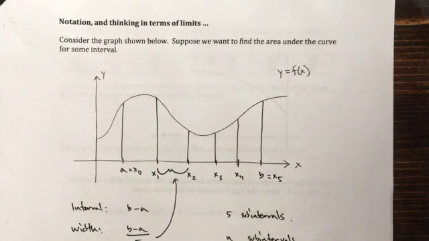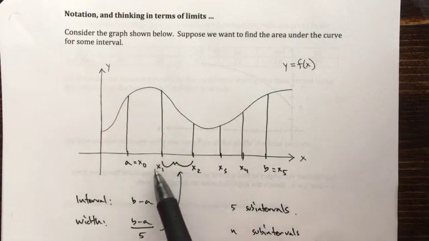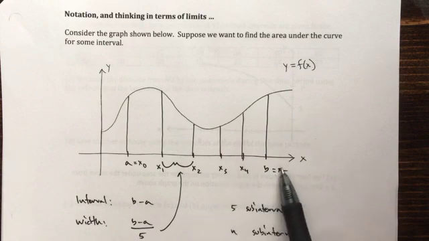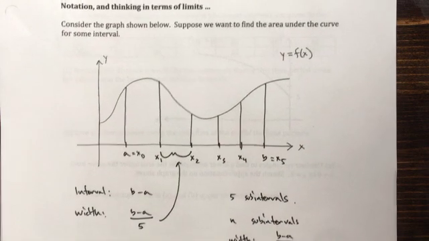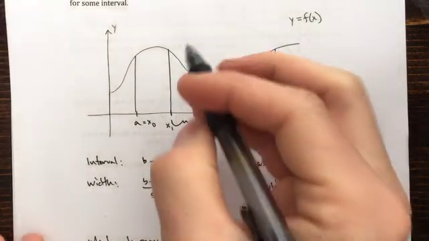So I ran out of space, but basically what I was saying is we're going to call each one of these points something. So we'll call this x1, x2, x3, x4, x5. We can call this x sub 0. And just thinking about how we might actually find this area.